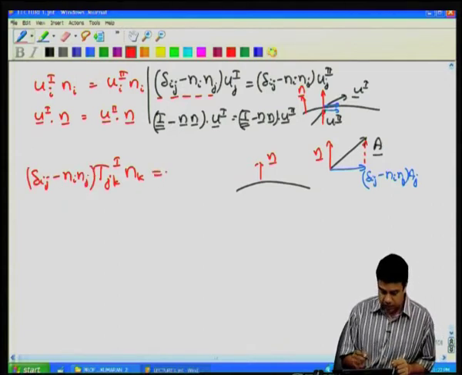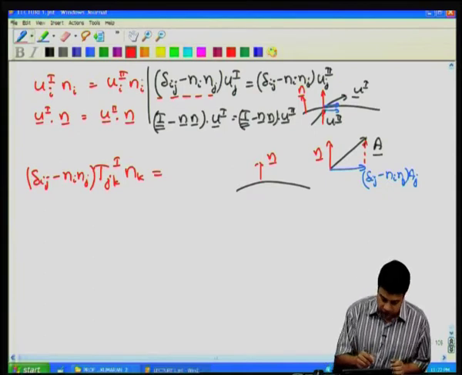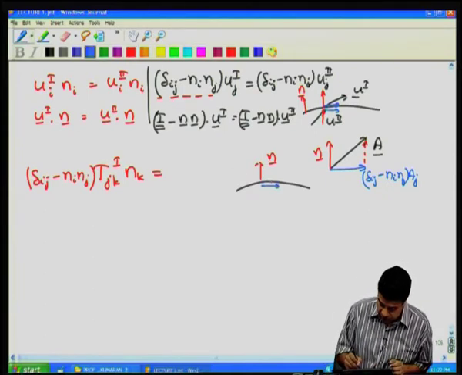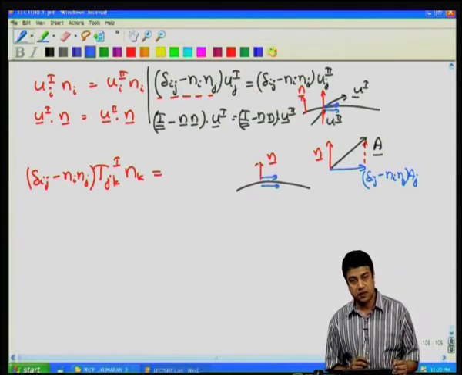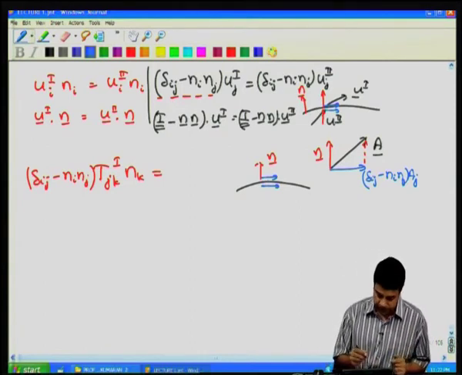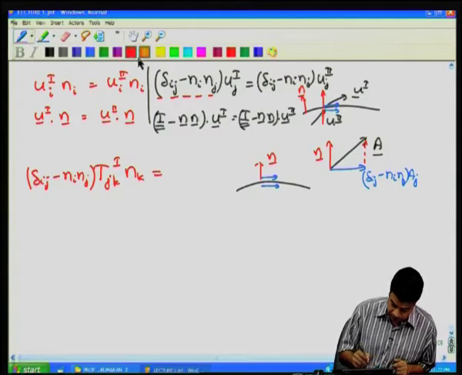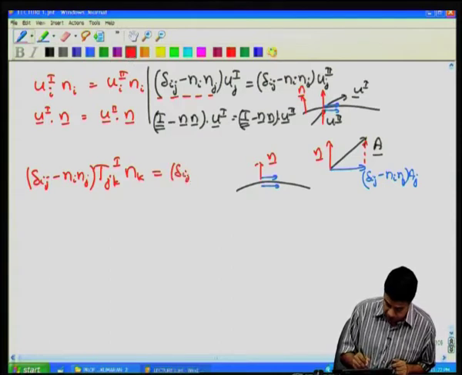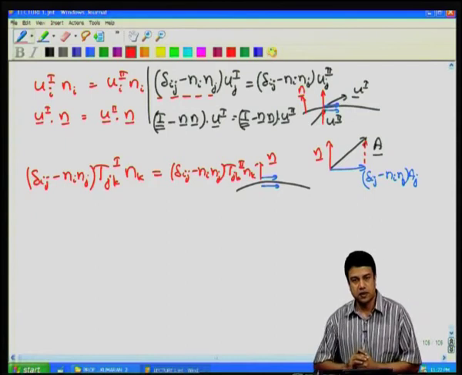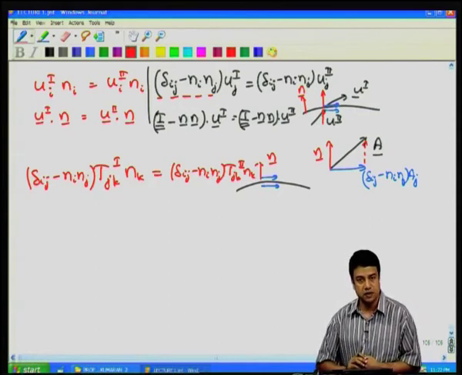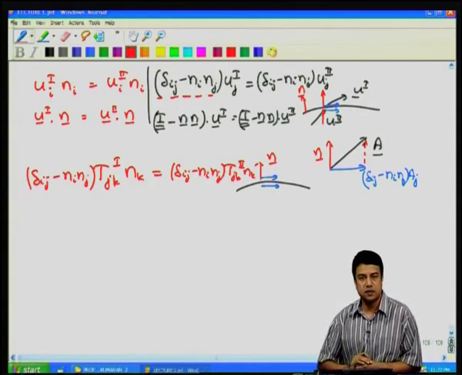That in fluid 1, that is the stress that is along the tangential direction on both sides of the interface. The force along the tangential direction on both sides of the interface have to be equal. This is equal to delta_ij minus n_i n_j into T_jk^2 n_k. So, that is the tangential stress balance condition. On both sides of the interface, the tangential forces have to be equal.